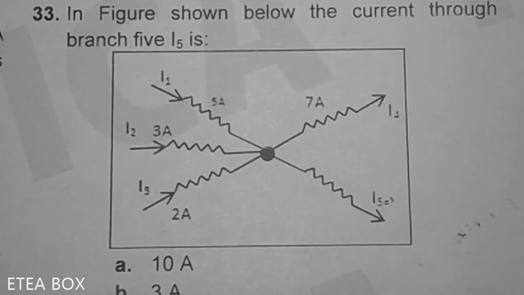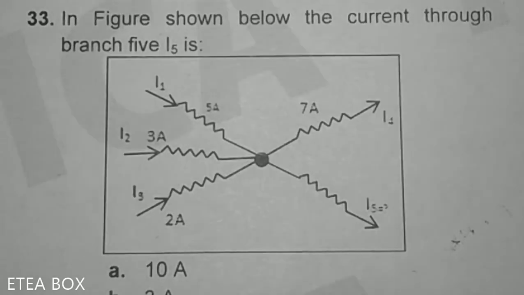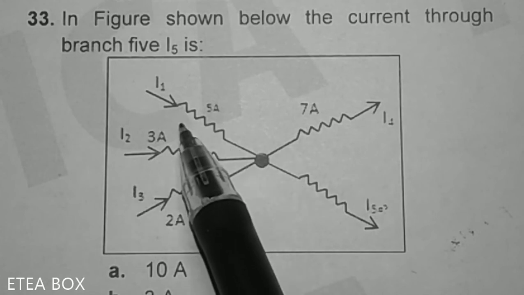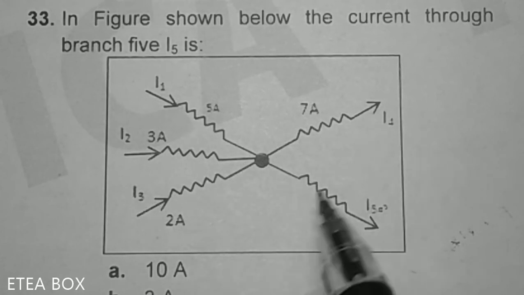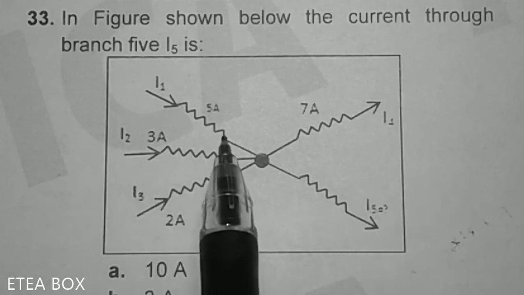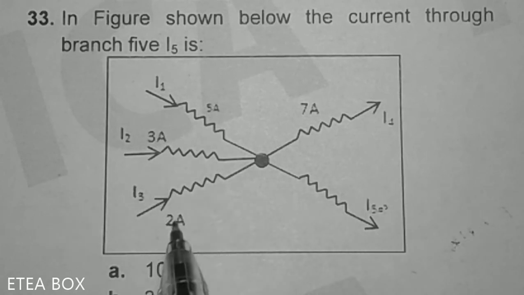In the figure shown below, the current through the branch 5 is, now look here, we have to find the current here. According to Kirchhoff's current law, the amount of current entering will be equal to the amount of current leaving the junction, okay? So the amount of current entering is 5, 3 and 2, it's 10 ampere, okay?